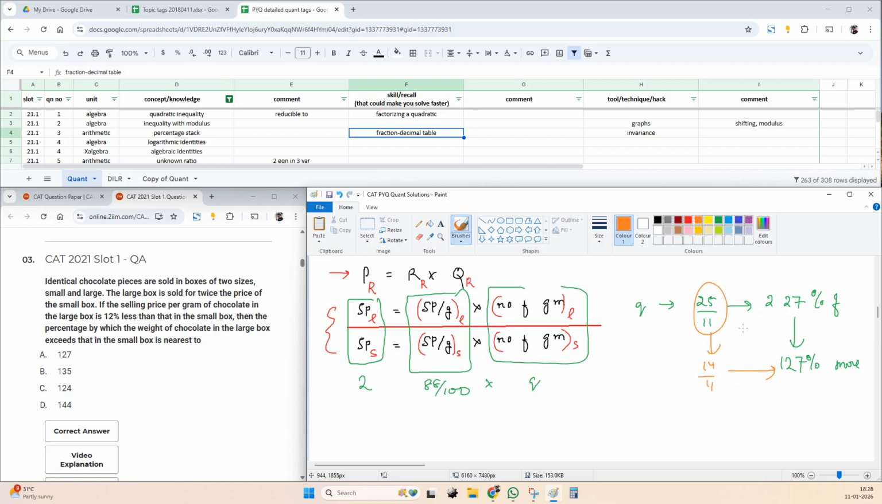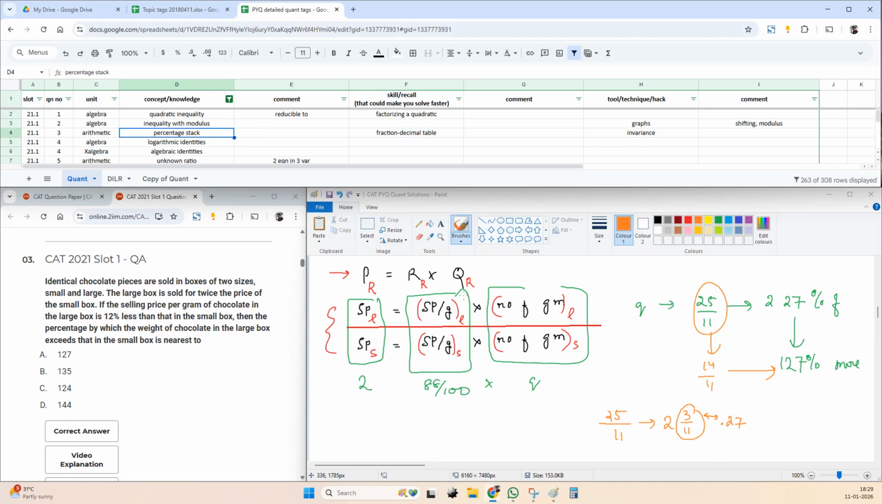You don't want to throw this into the on-screen calculator and find out, because that is where you are going to lag behind the competition. So the only speed trainable aspect here is to know this calculation by heart. At least the remainder part of this 25 by 11 is actually 2 and 3 by 11. Converting this to 0.2727 is the only part that is speed trainable. The rest is the concept.